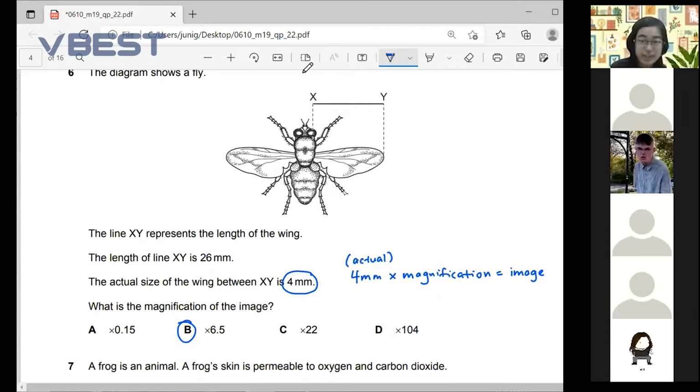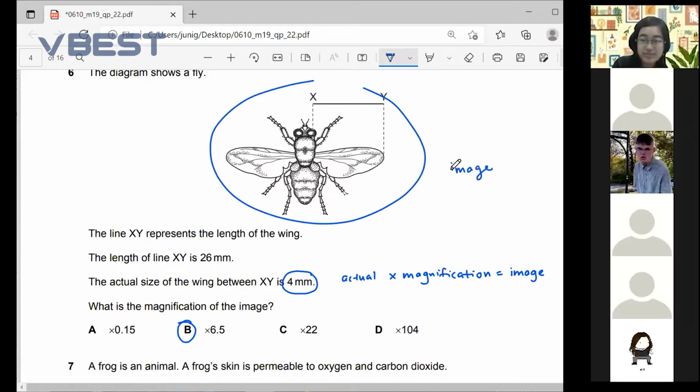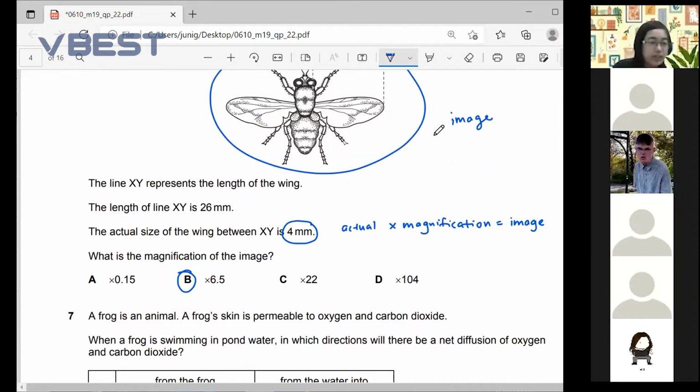Let me just make a slight correction. Actual size times the magnification gives you the size of the image. The image is the one we measure with our own ruler. So this one over here is the image, the one we would measure. The actual size or the length is always given in the question.